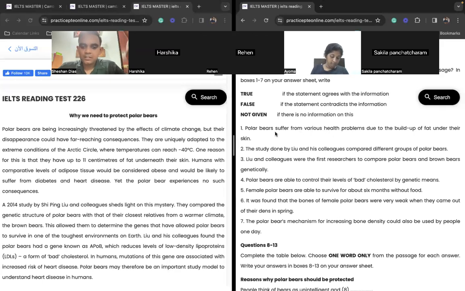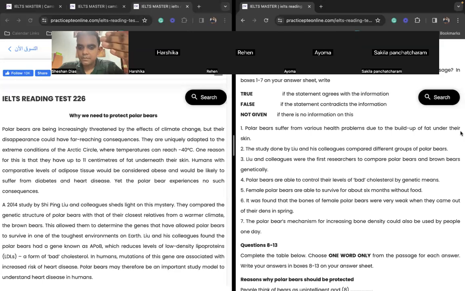Now, if you look at this sentence: Polar bears suffer from various health problems due to the buildup of fat under their skin. What are the keywords? This is a fixed keyword, polar bear. Suffer from various health problems. They get sick. We have to find a synonym for that, or maybe even the same word. So getting sick is one of our keywords. Due to the buildup of fat under their skin. Buildup of fat, again, another keyword. We might have synonyms for that. Under their skin. They get sick because fat builds up under their skin.